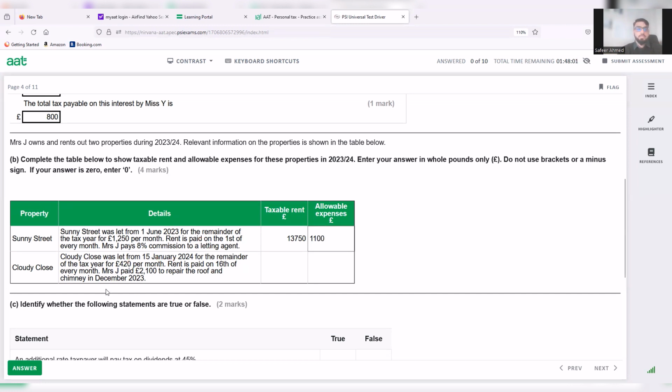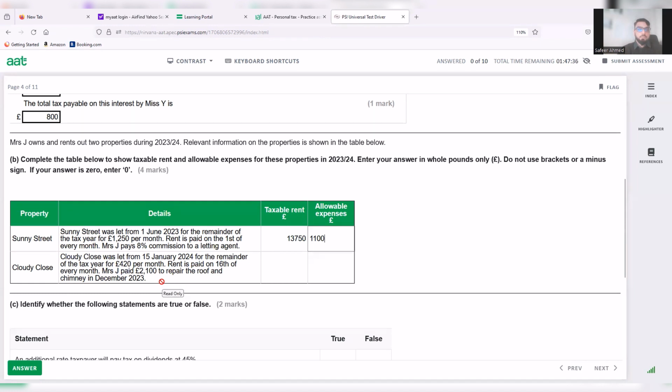The second property here is Cloudy Close. Cloudy Close was let from 15th of January 2024 for the remainder of the tax year for $420 per month. Rent is paid on 16th of every month. So you can see that in this case it is slightly different from the first one. Mrs. J paid $2,100 to repair the roof and chimney in December 2023.